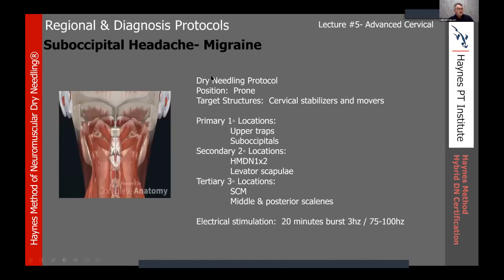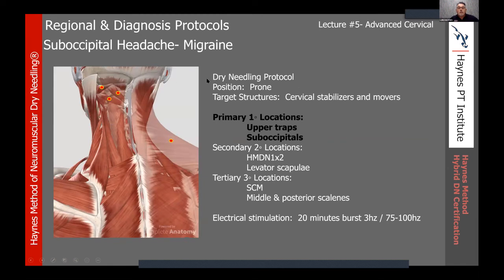So let's look at the different layers here of our protocols. First, we'll look at suboccipital headache and migraine. I'm not going to demonstrate all of these. These are things that we've already looked at. For our primary locations, we're going to look at our upper traps and then our suboccipitals. As we went through suboccipitals early, we saw that we could hit all of them with 3 different needle locations. And so we'll do that as our primary location.